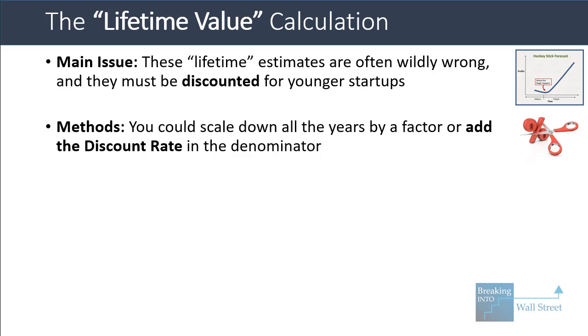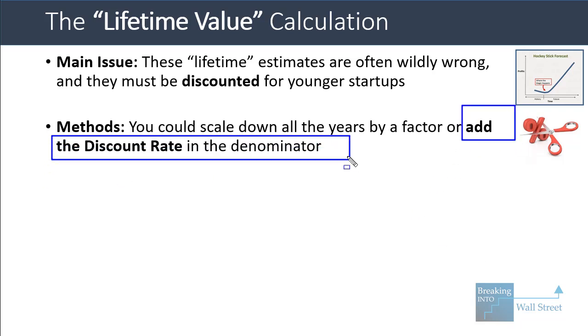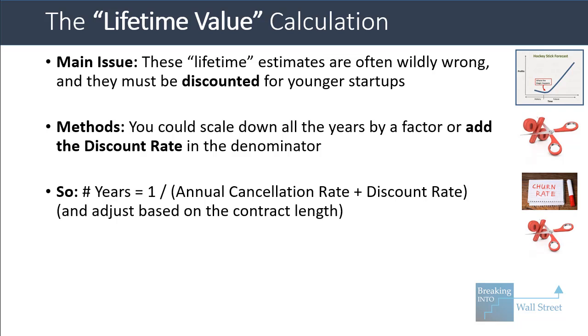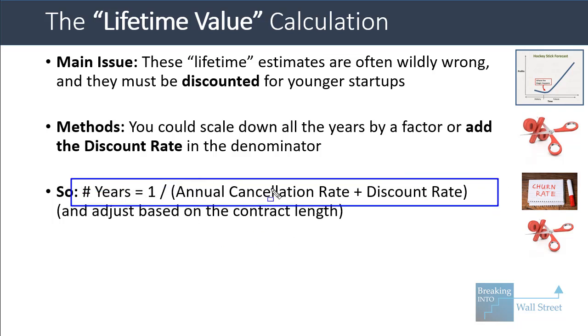If you think about it, adding the discount rate in the denominator is really equivalent to increasing the cancellation rate. So if there is a 15% discount rate and the cancellation rate is 15%, if you add the discount rate, you're essentially just doubling the cancellation rate and you are reducing by 50% the average customer lifetime. So a better formula here, if you're working with this on an annual basis, is to say that the number of years equals 1 divided by the annual cancellation rate plus the discount rate, all in the denominator.